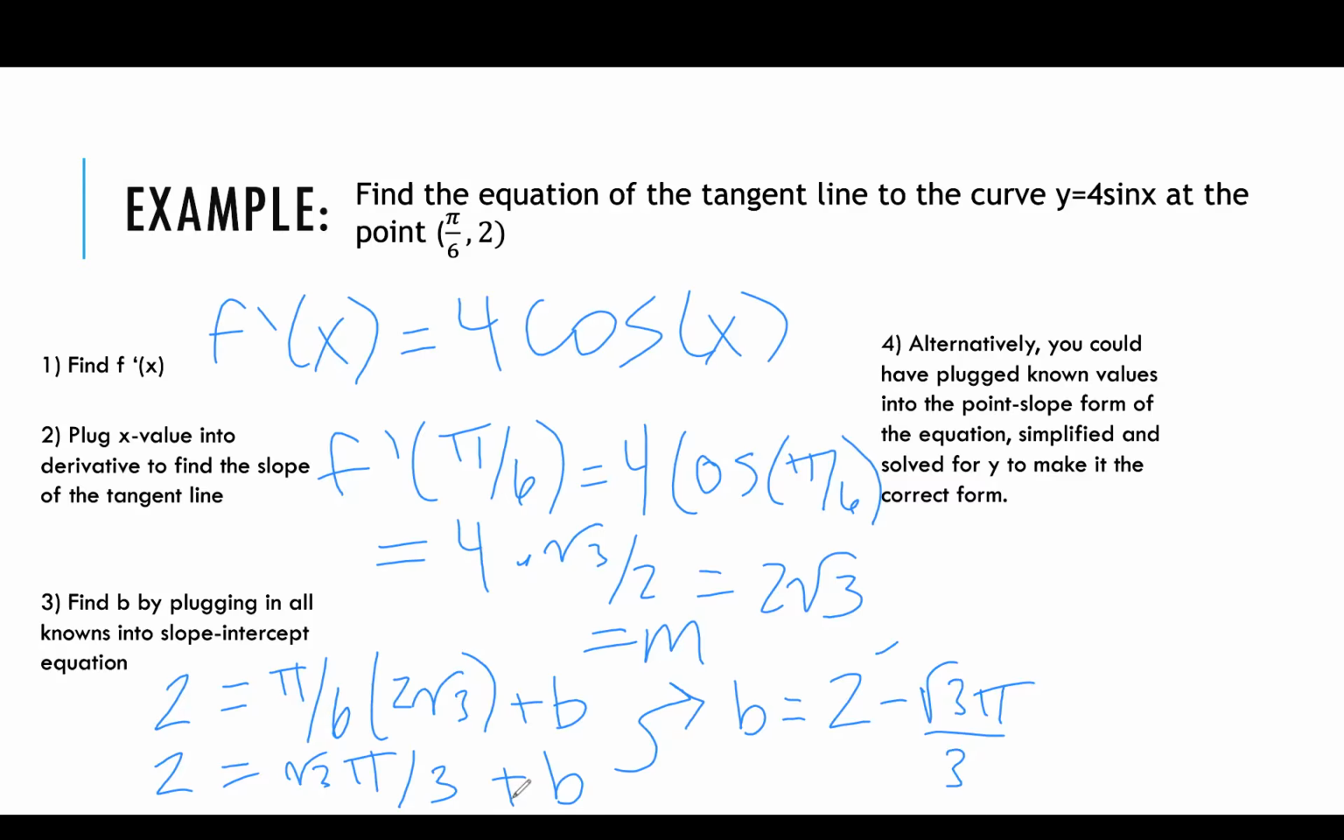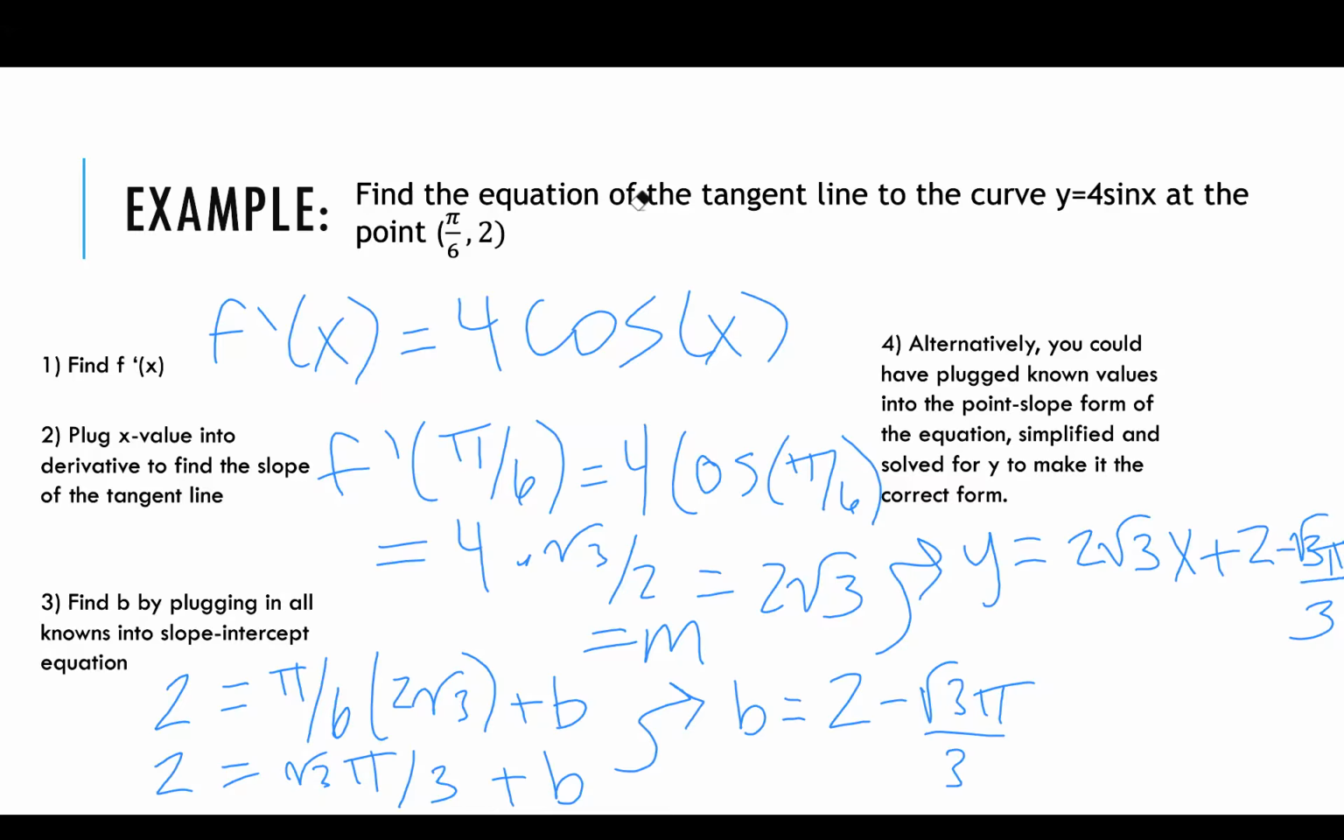So our entire equation now, if we plug in our m and our b, is y equals 2 square root of 3 x plus 2 minus square root of 3 pi over 3. Okay, and only that last part is divided by 3, so let me emphasize that a little bit. Okay, so this would be our equation of our line.